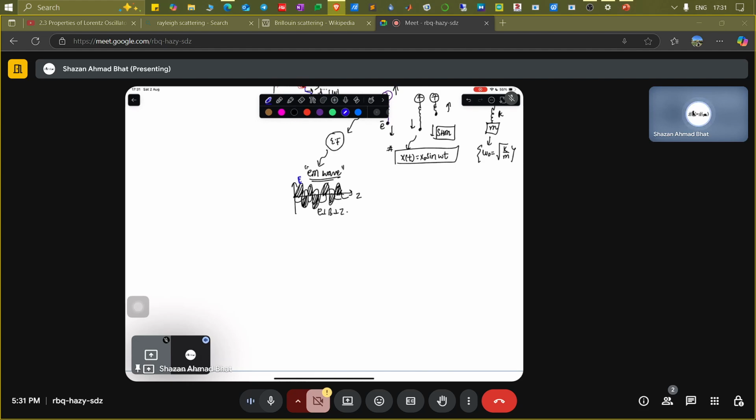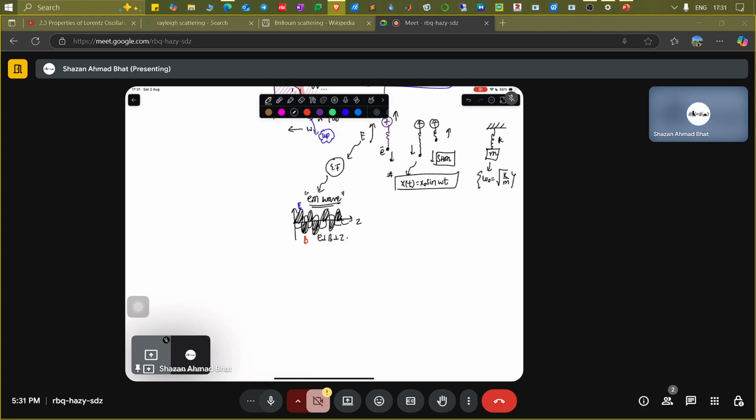Now someone might ask, why aren't we considering the magnetic field? That is also going to have an impact on this atomic system. We will consider it later on. Let's first consider only the electric field here, for simplification.